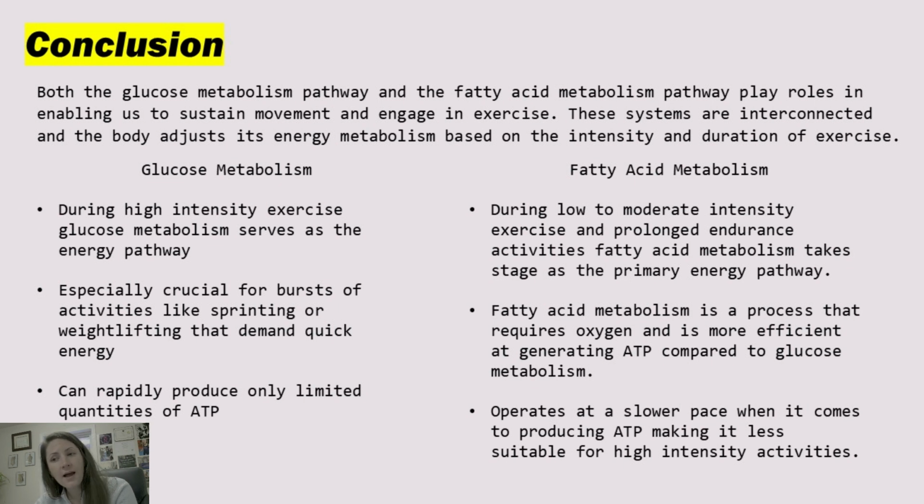And that's why when it comes to low or moderate intensity activities, our body tends to rely on fatty acid metabolism. The reason is that those prolonged endurance activities really can benefit from that huge gain in ATP. Remember, we talked about 38 ATP in glucose metabolism versus 129 ATP in one molecule of palmitic acid. The metabolism process for fatty acids requires oxygen, and it's definitely more efficient, but that's why we don't use it in a high intensity situation. It operates at a much slower pace, which makes it less suitable for high-intensity activity to use fatty acid metabolism in place of glucose metabolism.